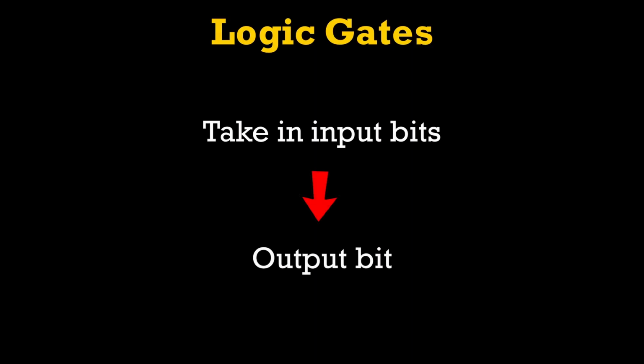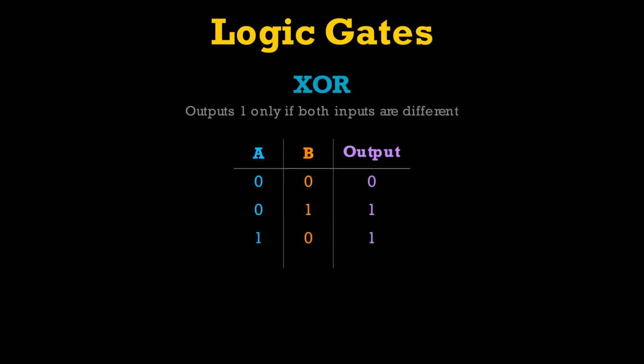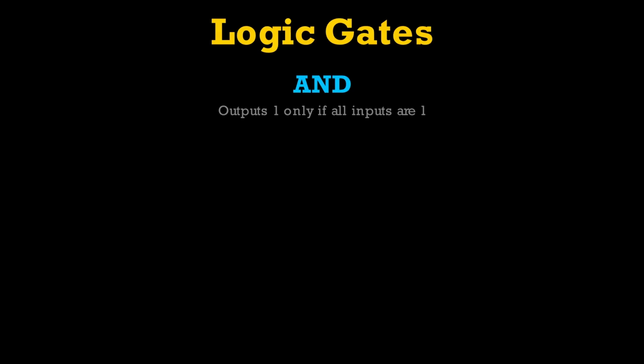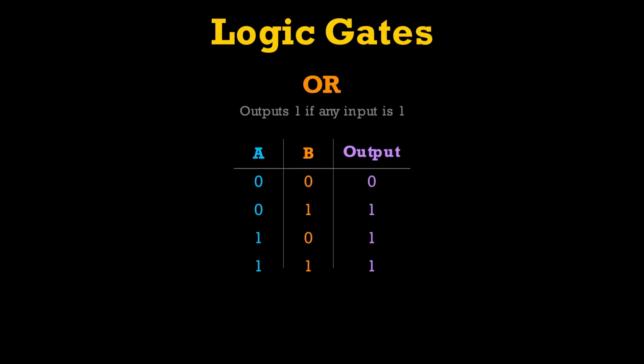Really quickly, I'm going to go over some of the different types of gates we're going to encounter. The XOR gate only outputs 1 if both bits are different. The AND gate outputs 1 if all inputs are 1. The OR gate outputs 1 if any of the inputs are 1.